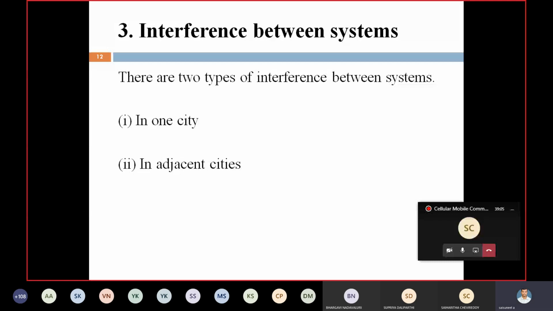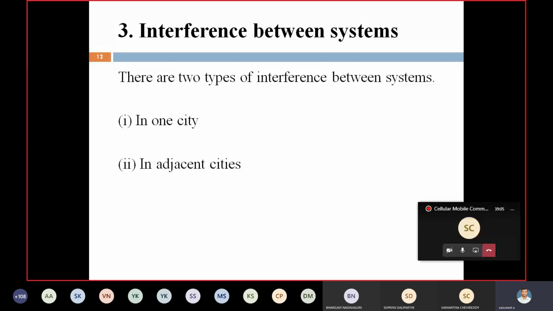Consider one city. A city is nothing but how many base stations? In a city, a number of base stations are available because the number of customers increases. Automatically, we want to use a larger number of channels by the concept of cell splitting.